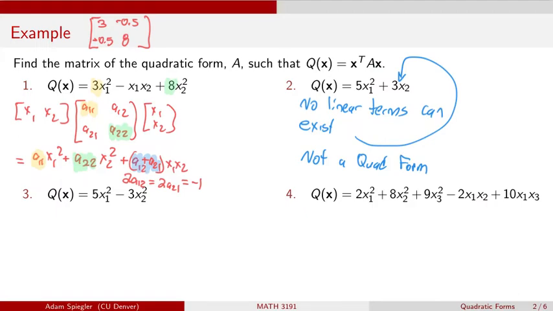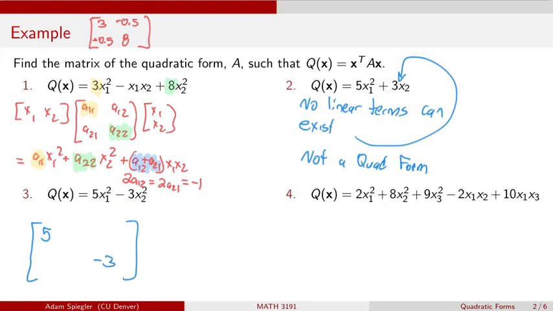Okay, so let's take a look at number 3. In question 3, we have that q of x is equal to 5x1 squared minus 3x2 squared, and we don't have any cross product, any mixed terms. For this one, let's build off the idea from question 1, which says that the term in front of the x1 squared is the first diagonal entry. So this 5 must go in the first diagonal position. The coefficient in front of the x2 squared gives us the other diagonal entry, which in this case is going to be a negative 3.